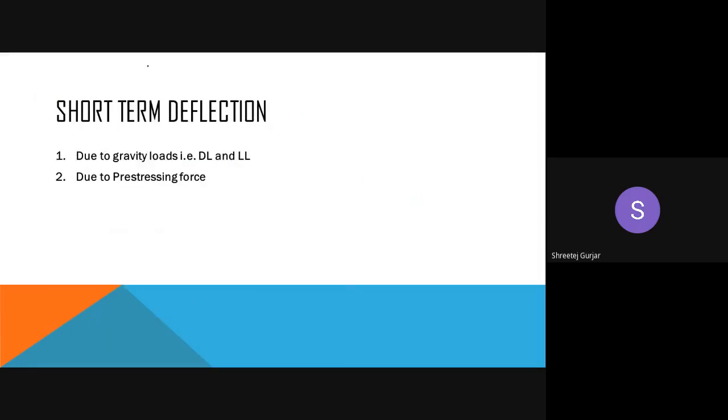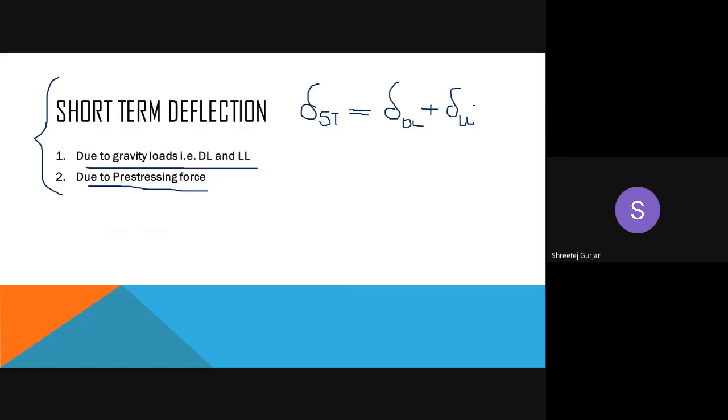Okay, now dealing with short-term deflection. As I've told you, it is due to dead load, live load, and pre-stressing force. So short-term deflection, I will write as delta ST. Delta ST is equal to deflection caused by dead load plus deflection caused by live load LL plus deflection caused by pre-stressing force, PF. So this is short-term deflection.